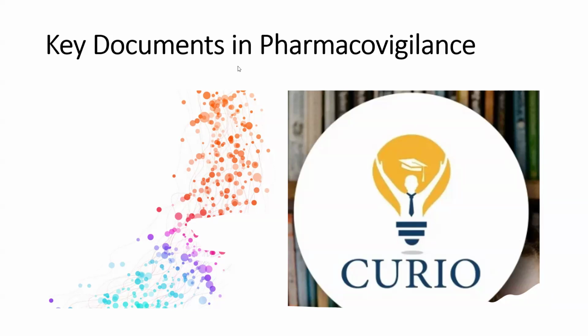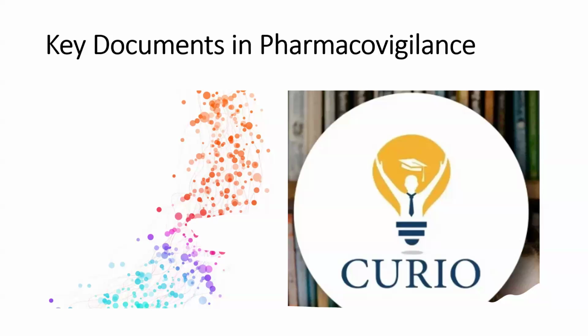So, the topic of today's class is key documents in pharmacovigilance. Key documents in pharmacovigilance are the documents, or you can say the guidelines, which we follow to perform the PV activities, or whatever documents we need to submit to the regulatory authority for getting approvals, for getting license approval or marketing authorization holder license. Any kind of document which is responsible for PV activity is called a key document in pharmacovigilance activity.